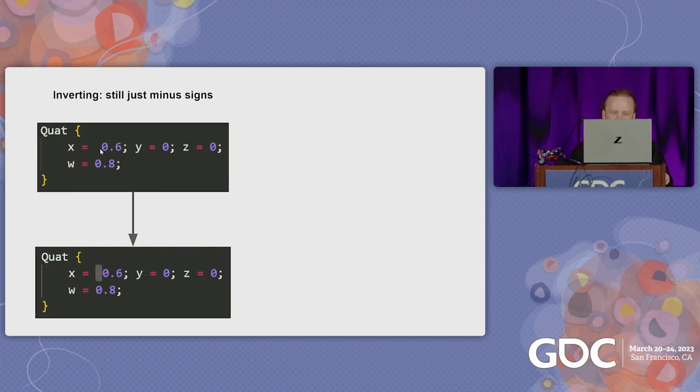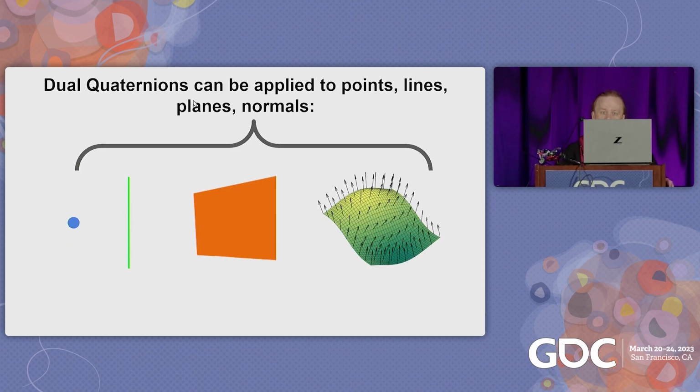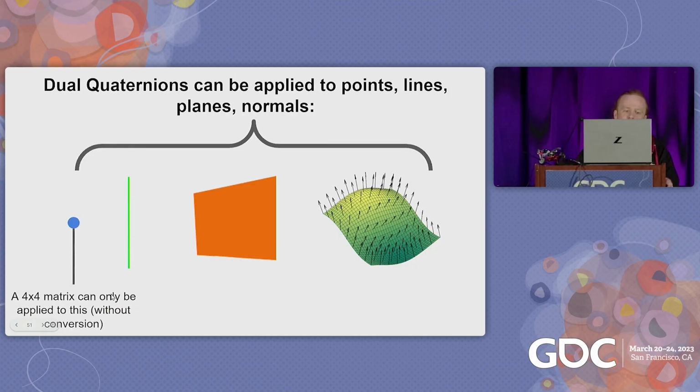Inverting for a quaternion, you saw, is just minus signs on the x, y, and z part, and that's also true of dual quaternions, which is nice. Inverting as a matrix is a bit more involved. And the reason for that is because clockwise and counterclockwise is still multiplication by -1. Here we're thinking about quaternions, but this applies to dual quaternions as well. Dual quaternions can be applied to points, lines, planes, and normals in exactly the same way, which is nice and elegant, whereas 4x4 matrices can actually only be applied to this without conversion.